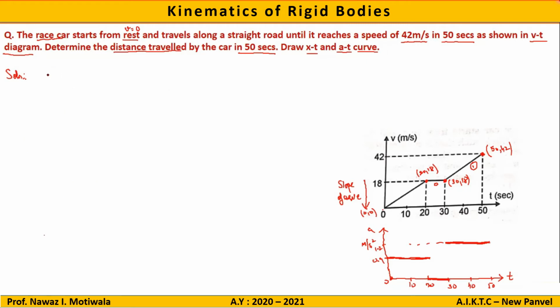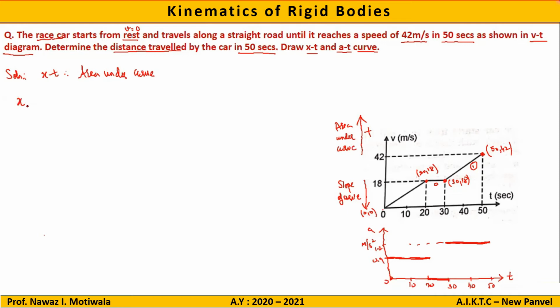Now let us start with the xt curve. And for the xt curve, what do we do? We take area under the curve. Why? Because we are going up from velocity, so the degree will increase and we will take area under the curve. Let us start with this.